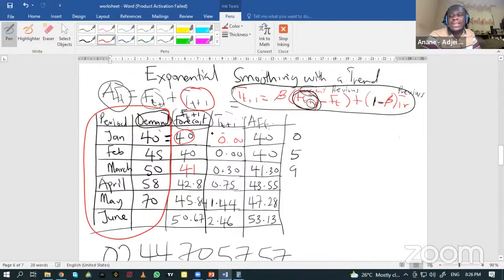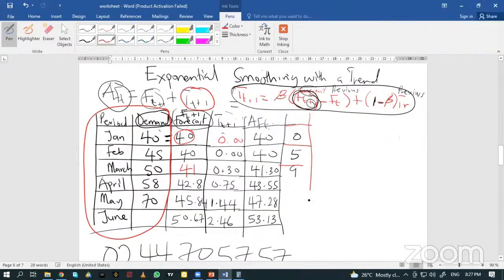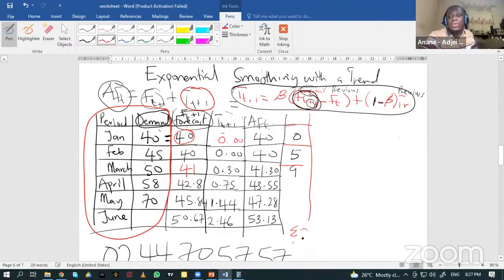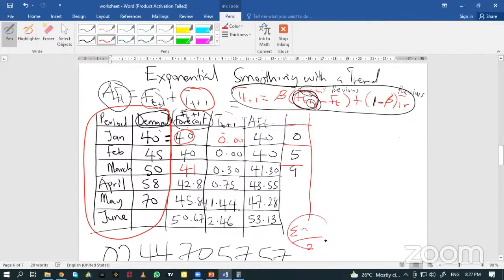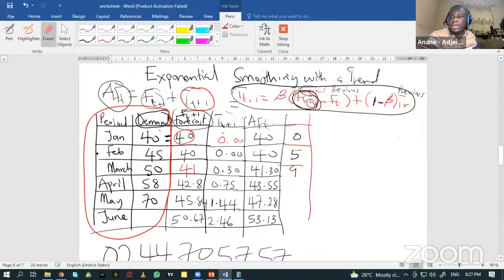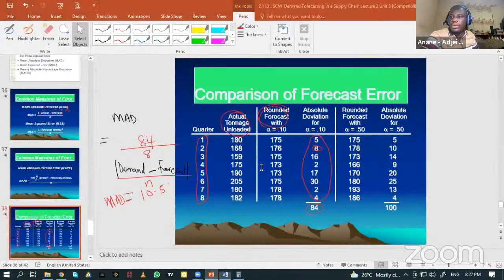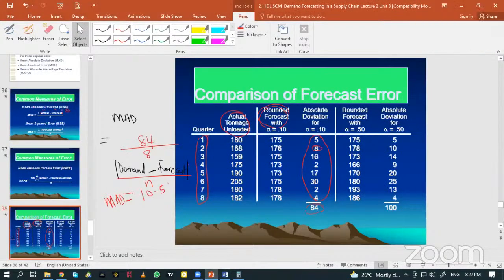If the question requires that you calculate the trend, you calculate the trend. If it requires that you calculate the adjusted figure, you do it. And if it also requires that you calculate the MAD, we would subtract this forecasted value from the demand here, and do the same for the rest to get the figures. When we are done, we add them together and divide by the number of periods. So not all questions will give you the demand and the forecast. All right, thank you. You're welcome.